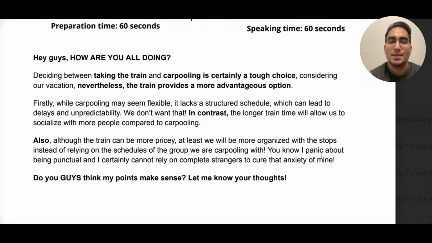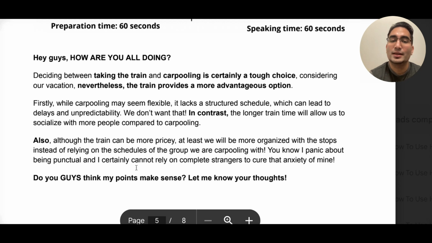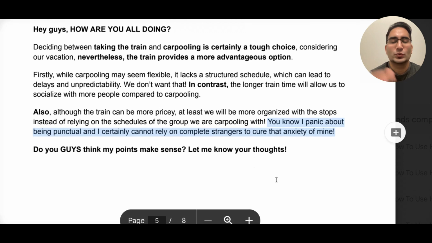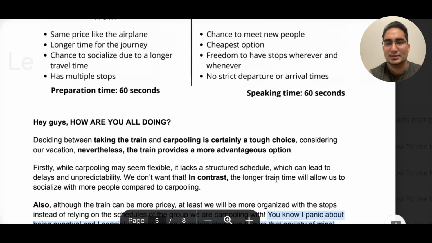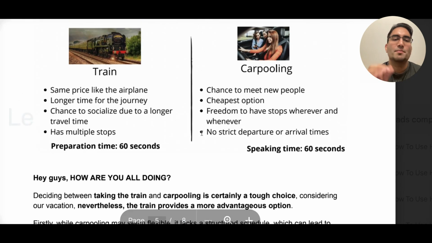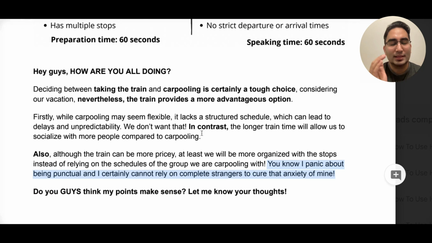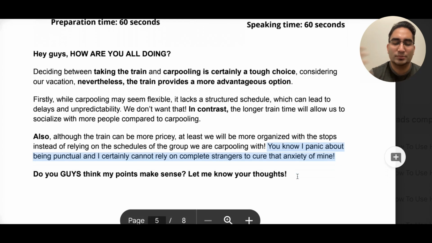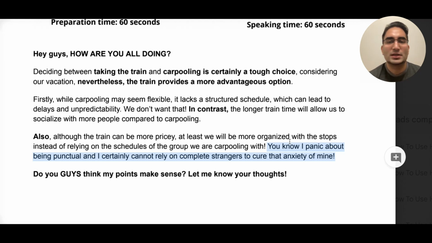Okay, you know I panic about being punctual, and I certainly cannot rely on complete strangers to cure that anxiety of mine. This sentence is when you have said everything else. This is not part of the points here, but you have now said everything. You have addressed all the points and you have extra time, and that is the position you want to be in, because now you can give more logic or shine some more light or add some more variety of expressions like you have here. You have anxiety about schedules. That's a good change instead of talking about just the points, and if you get that chance or time to do it, definitely do something expressive like this.